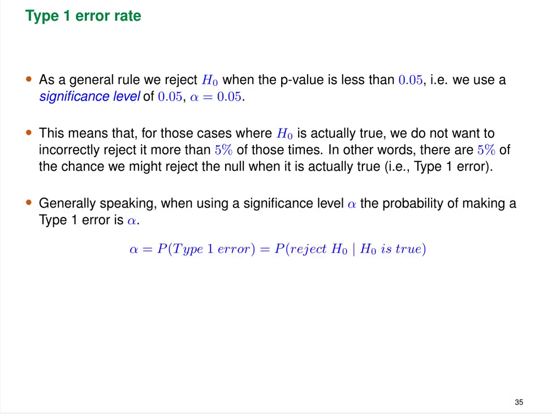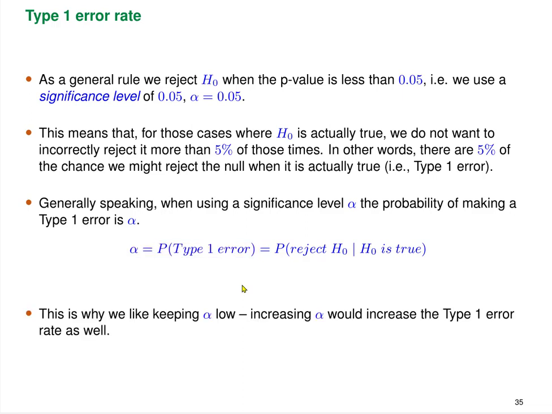Generally speaking, when using a significance level alpha, the probability of making a type 1 error is alpha itself. In other words, the significance level is basically the type 1 error rate. This is why we like to keep alpha very low. Increasing alpha would increase the type 1 error rate as well.